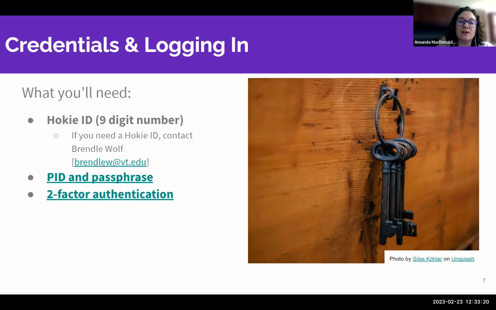I have links on here as well that lead to instructions for setting up the PID and the password and two-factor. Where do you go to get that? These are in an important order, like I said, so you'll want to start with the Hokie ID, then set the PID and password. Then once you have the PID and password, you'll want to set up two-factor authentication.